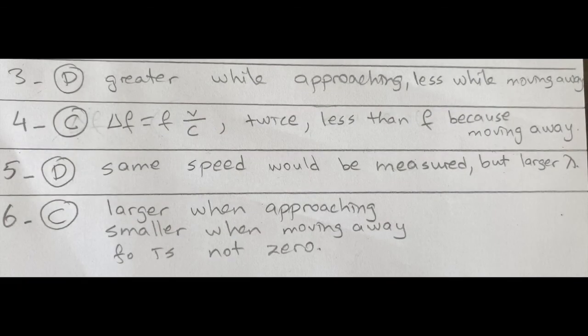Question 6 is a case of moving source and the stationary observer. We know that the observer would hear a larger frequency when approaching and smaller when moving away. That gives us a choice between option A and C. We know the emitted frequency is not 0, so it can't be A. Answer is C.